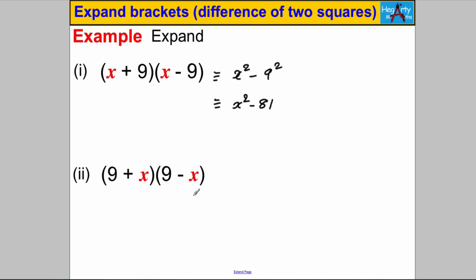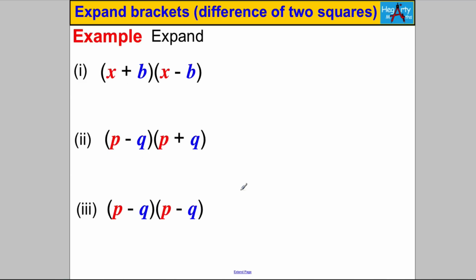Now, the next one, I put that in, I just put the number first, before the algebra. It doesn't matter, it's still 9 add x multiplied by 9 take away x, its conjugate. The same thing applies, it's just the first term is 9 squared, and the second term, subtract, is going to be x squared. We can work out 9 squared is 81, so it's 81 subtract x squared. Same as before, it's just the first term and the second term were swapped around. Next one, pause the video, have a go at these three.